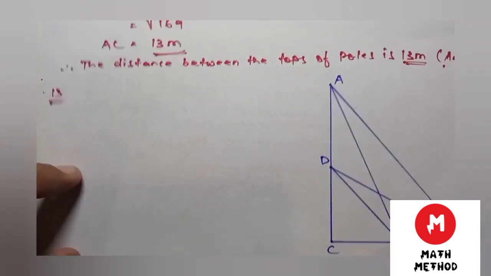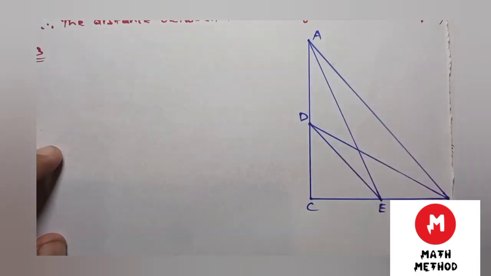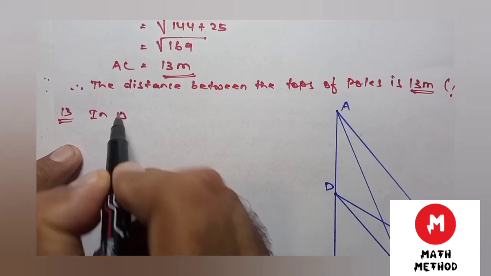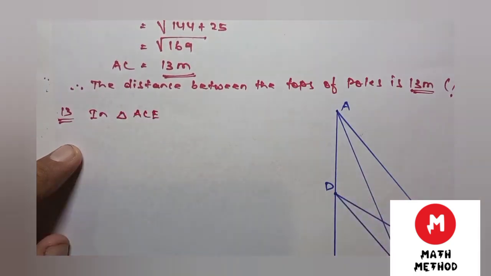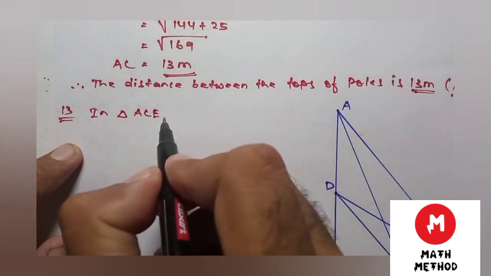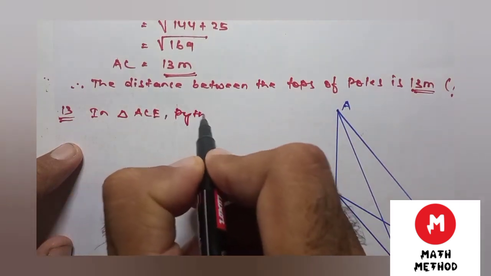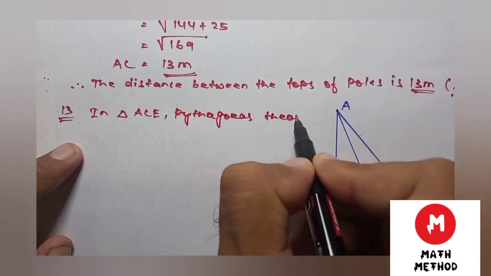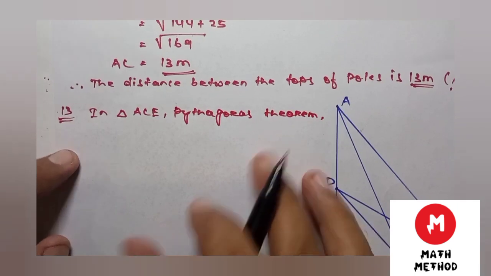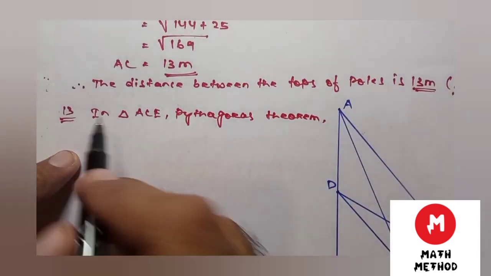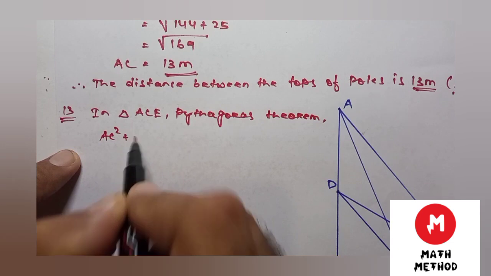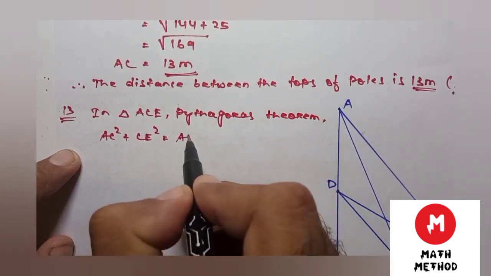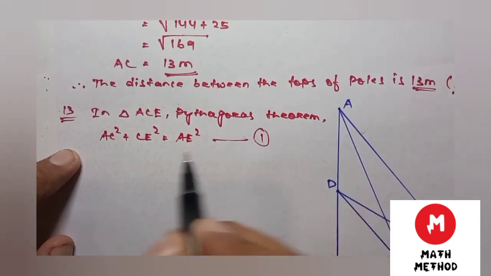So I will write like this. Now in triangle ACE, which is also a right angle triangle, by Pythagoras theorem I will write AC square plus CE square is equal to AE square. This is my equation number 1.